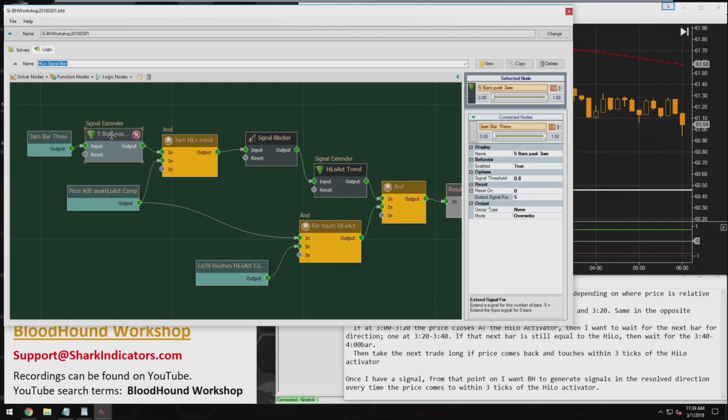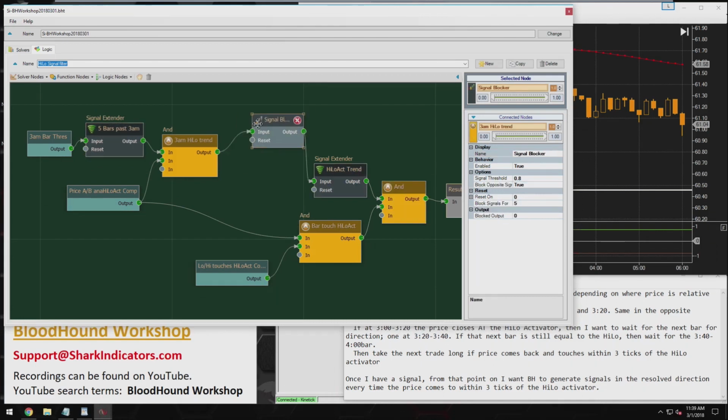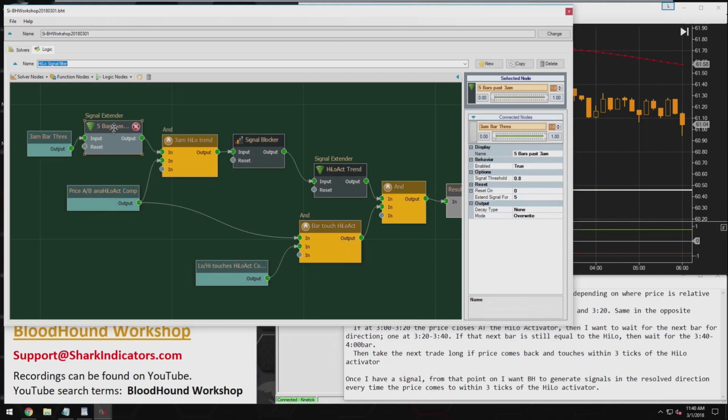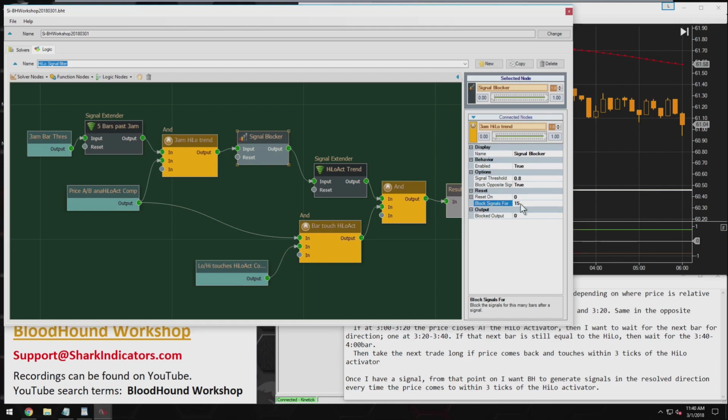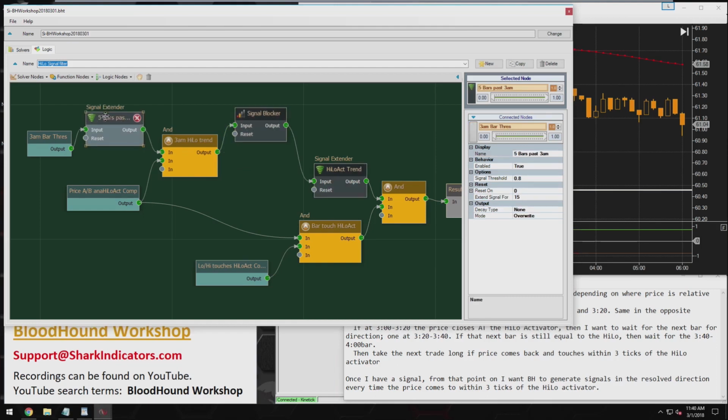And if you adjust this signal extender, if you adjust that number, you need to adjust the signal blocker. You notice the signal blocker is also set to block for 5 bars. So if you increase the signal extender to, say, 15 bars, well, the signal blocker also needs to be extended to 15 bars. So the blocker and the extender need to match each other for the number of bars they're operating on. So let me put these back to 5.